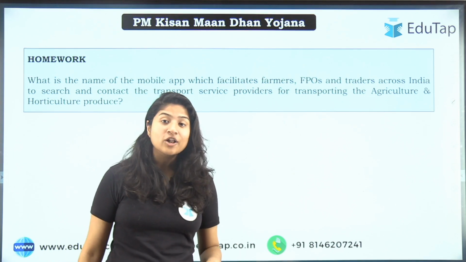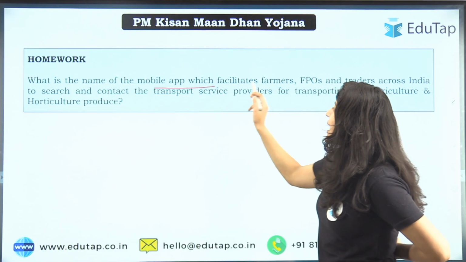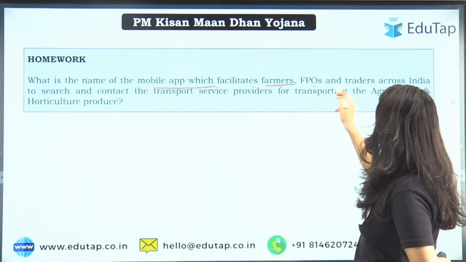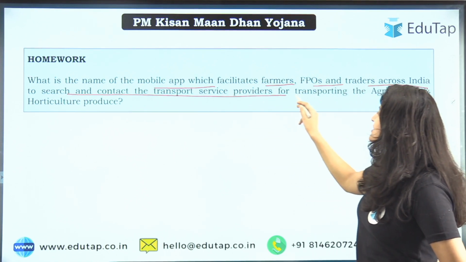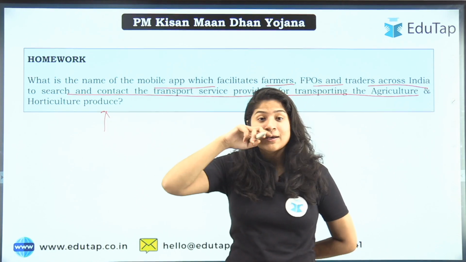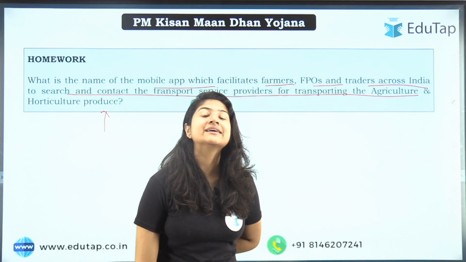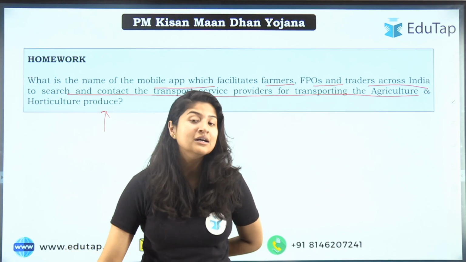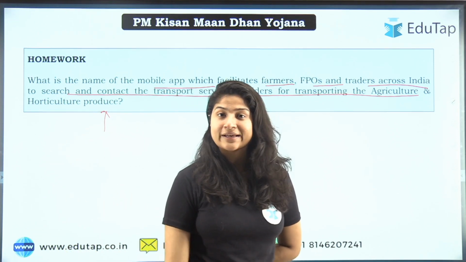So that is all for today. Now homework for you today is, what is the name of the mobile app which facilitates farmers, FPOs and traders across India to search and contact the transport service providers for transporting agriculture and horticulture produce? These apps can be asked in the examination because we are studying Ministry of Agriculture schemes. So we will be covering such questions that are related to agriculture.